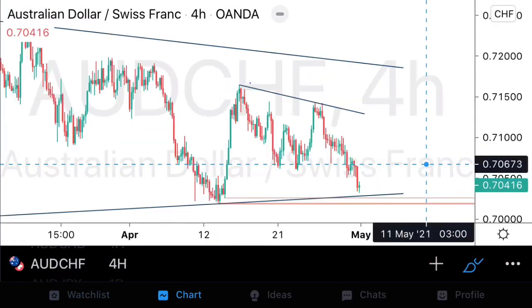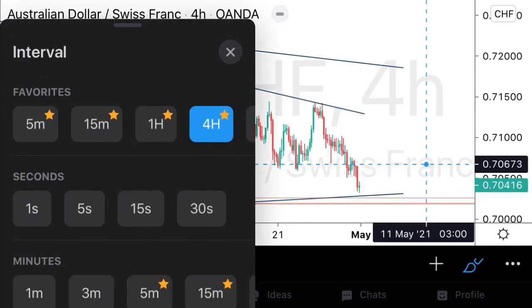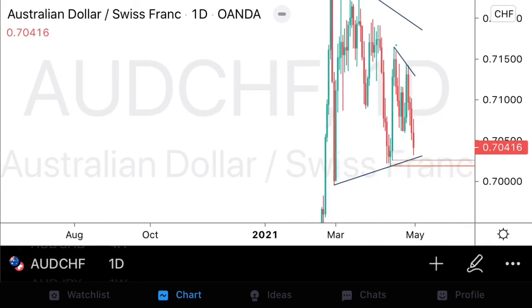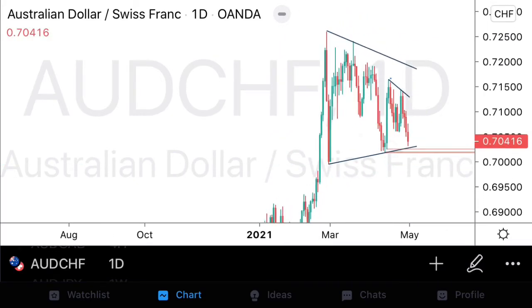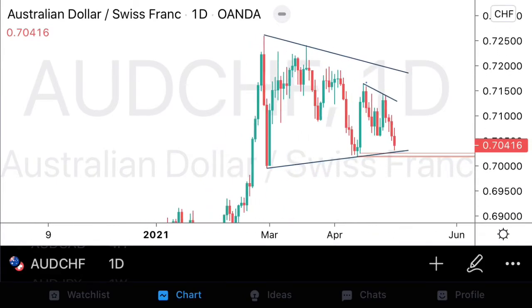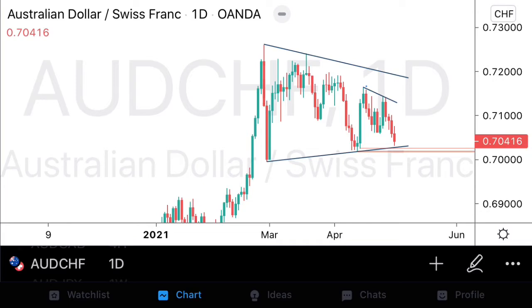Let's go on to Aussie Swiss franc. We'll jump back up on the daily. So guys, Aussie Swiss franc is going to be very interesting for me in the coming weeks. I guess also very interesting since we only have AUD based pairs on our watch list, or at least on my watch list, as the main pairs that I'm going to be looking at for setups next week.